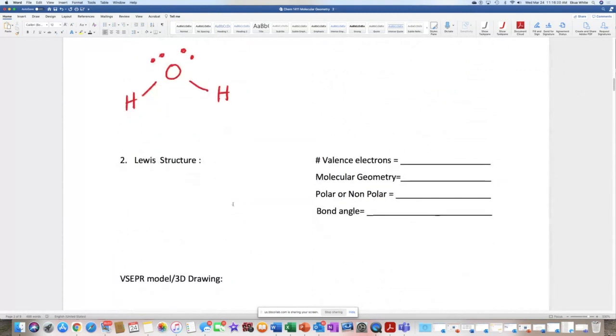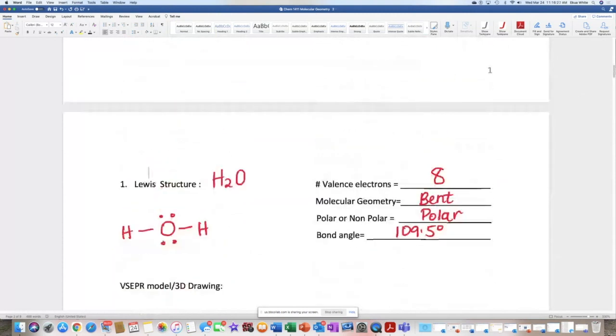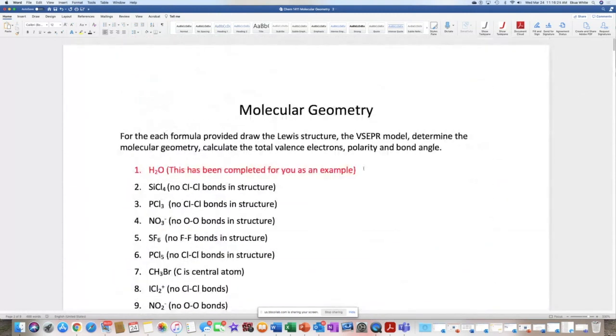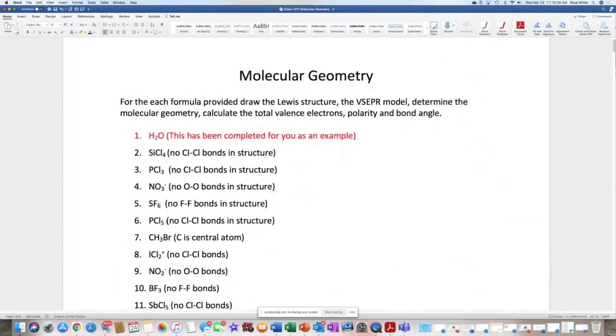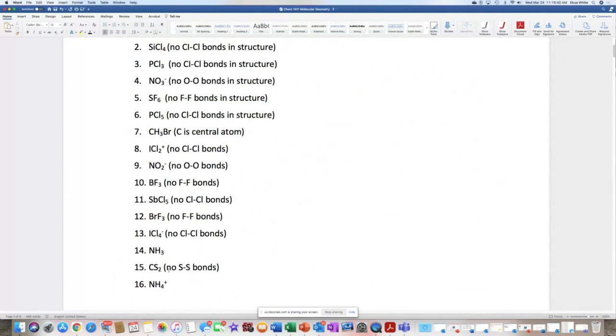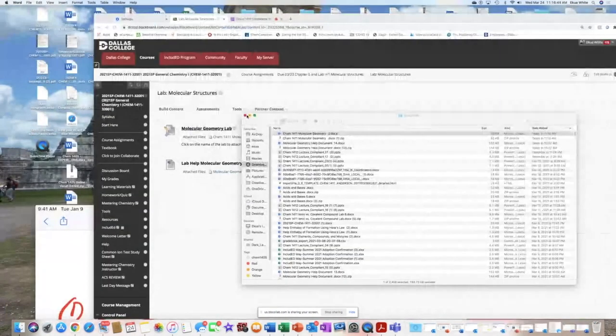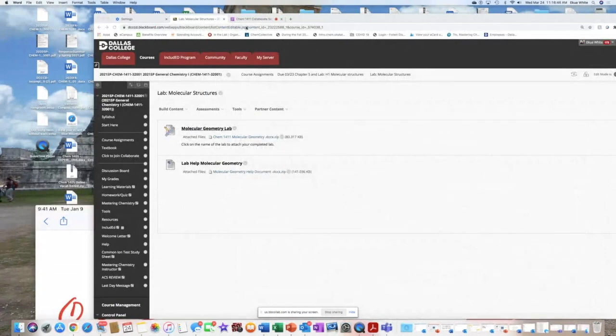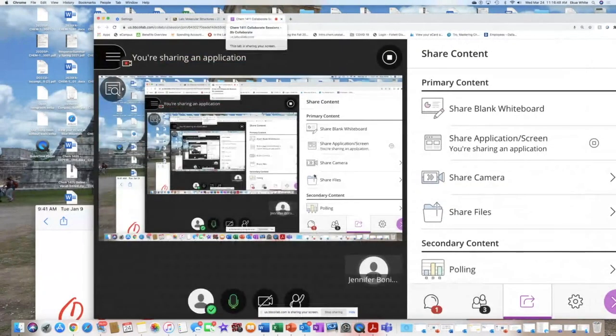And then you're doing the same thing for the second one. The second one here, you're just going in the list. So I did the first one for you, completed, not complimented. Second one will be SiCl4. You do this one here, but just to give you a clue, you have no Cl-Cl bonds in the structure. You're going in order from top to bottom. Okay, you're going through this. Any questions about this? This is just in case you have not done the lab.